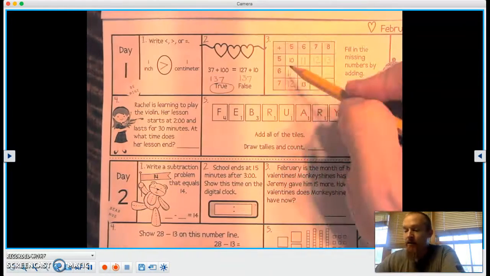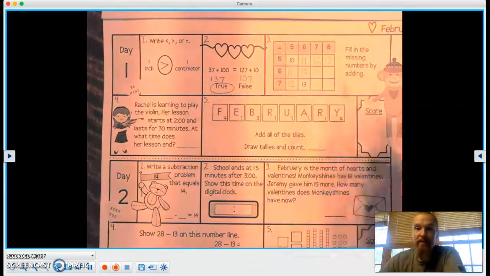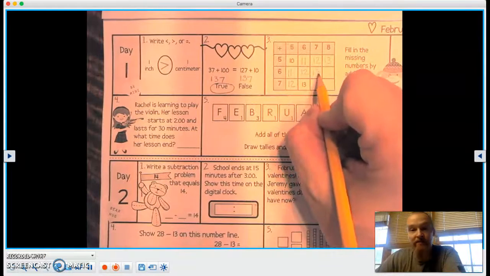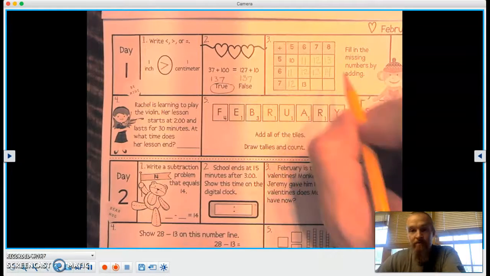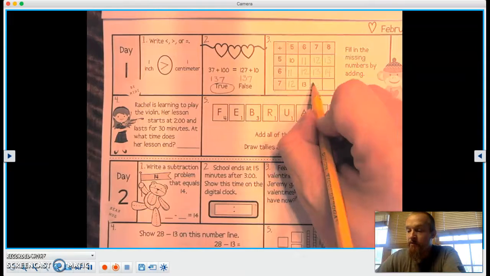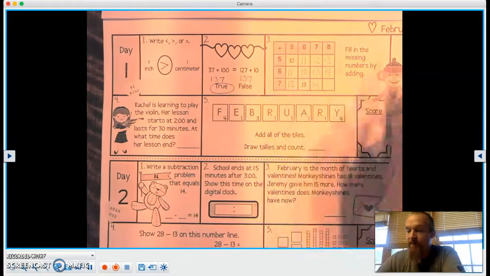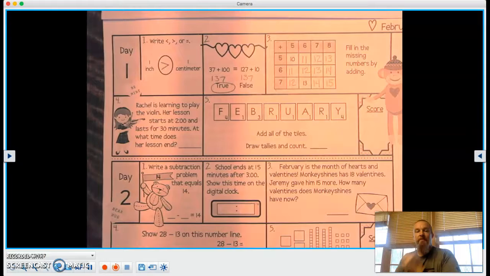Okay, now we're going to go 6 plus 6 is 12, 6 plus 7 is 13, and 6 plus 8 equals 14. Okay, and 7 plus 7 equals 14, and 7 plus 8 equals 15.